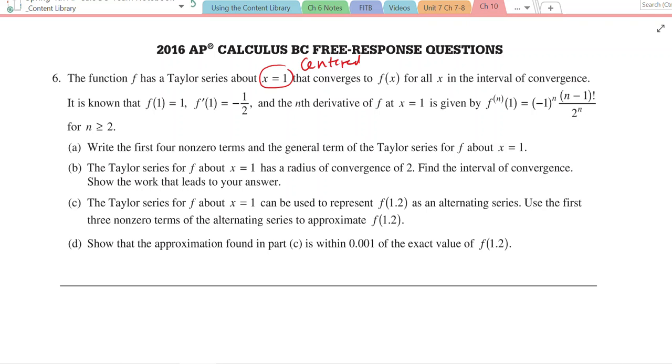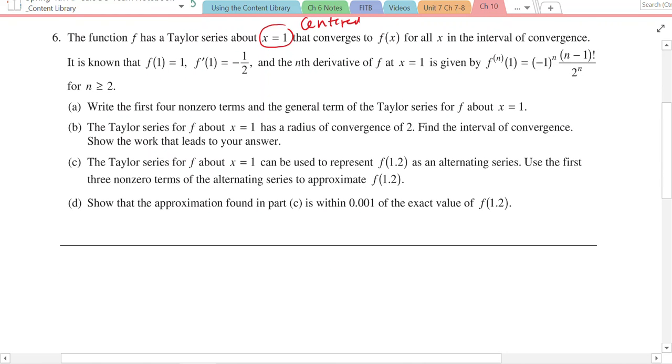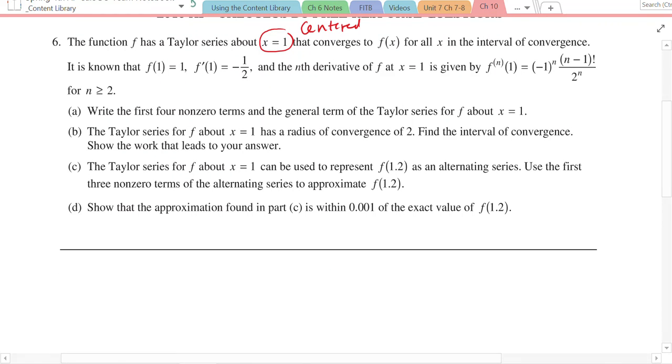It is known that f of 1 equals 1, f prime of 1 equals negative 1/2, and the nth derivative of f at x equals 1 is given by f^(n)(1) = (-1)^n (n-1)! / 2^n for n greater than or equal to 2. And they want you to write the first four non-zero terms and the general term for the Taylor series about x equals 1. So we're going to do part A now.